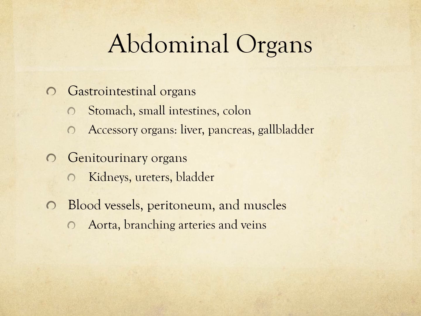And we also can't forget about the blood vessels, peritoneum, and muscles of the abdomen. The abdominal aorta is a major vessel that we assess, especially in older adults or patients with cardiovascular risk factors. So an enlarged or widened aorta can indicate an abdominal aortic aneurysm, and that can become life-threatening.